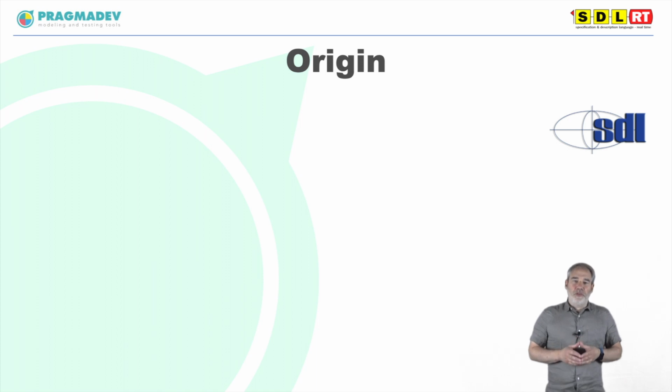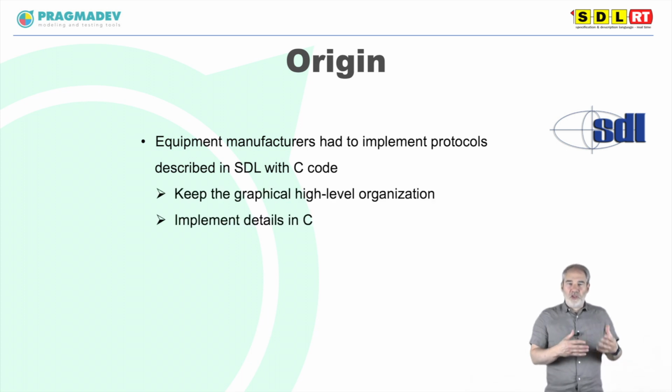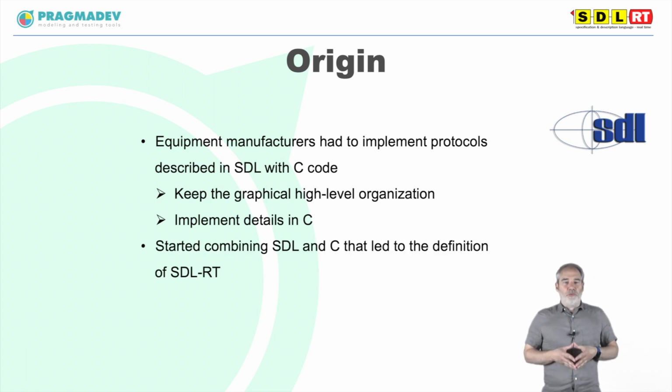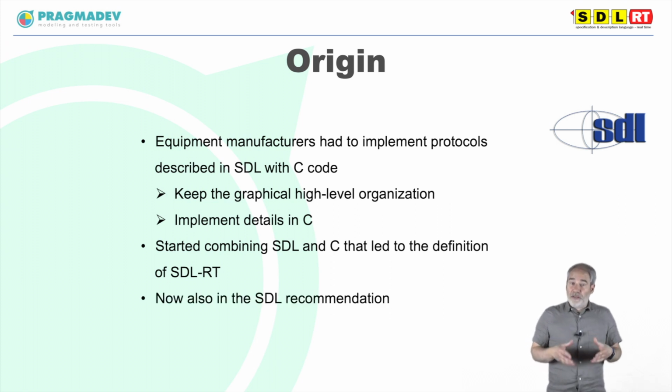Once the standardization body has published a new protocol, the telecommunication manufacturers have to implement it. For that matter, for efficiency reasons, developers were writing C code at the time. But they really liked the graphical representation of the behavior that was used in the protocol standards. So they started to mix the original SDL graphical representation with C code. That is what initially led to the definition of SDL-RT. Since then, the SDL recommendation has evolved, and now the SDL standard accepts C-type declaration and manipulation directly within the graphics.